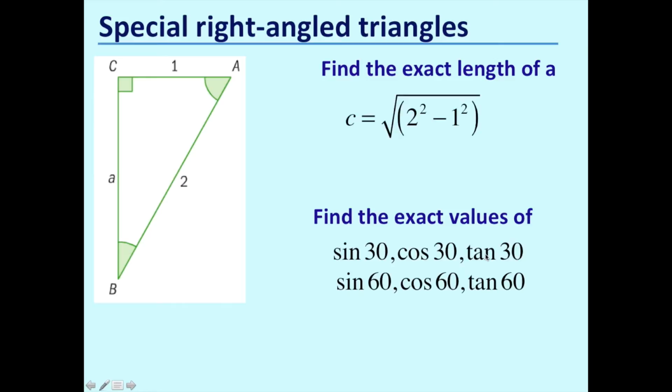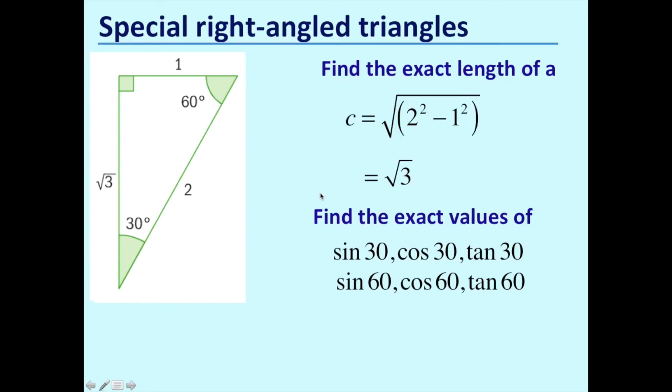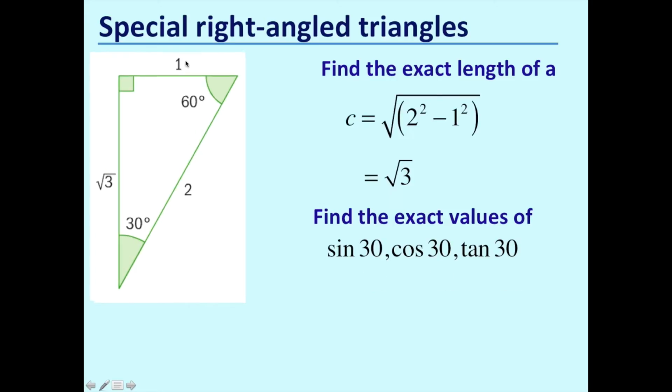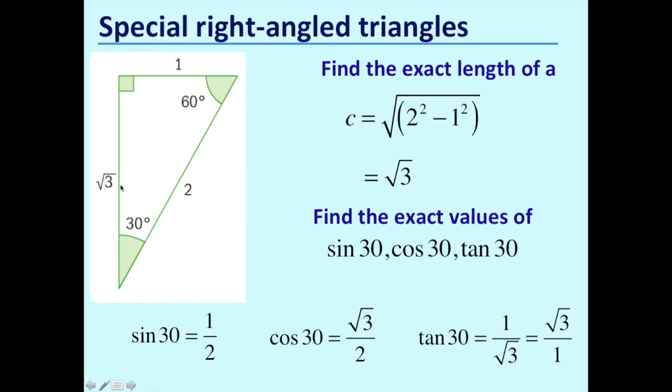So the exact length of A is going to be found using Pythagoras again, so we're going to end up with root 3. These are our three angles, so to find the exact value of sine 30, that's going to be opposite, which is 1, over hypotenuse, which is 2. So we're going to have sine 30 equals a half. Cos 30 is going to be adjacent over hypotenuse, or root 3 over 2, and tan 30 is opposite over adjacent, which is going to be 1 over root 3, and again I've just rationalized the denominator here.